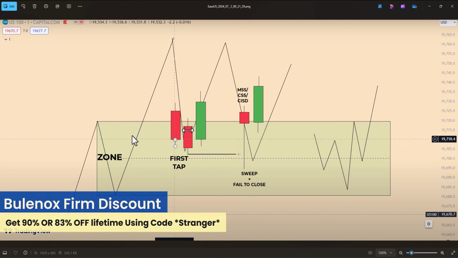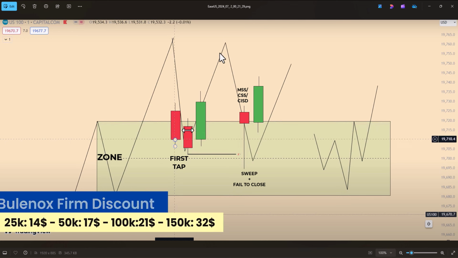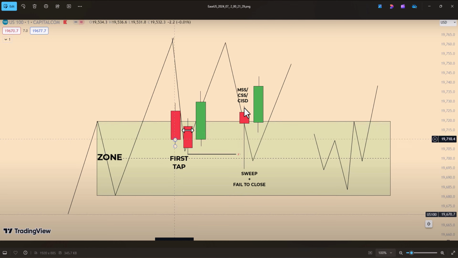Now price comes back to that zone, taps into it once, starts trading higher, and then comes back to sweep that first stop, right? We are inside the zone. This is the liquidity sweep that we talked about. And then I look for a market structure shift right here, either in the candles, just like this. This can be called CSS, some call it a change in the state of delivery, whatever you want, or even a market structure shift like this in the lower time frame.